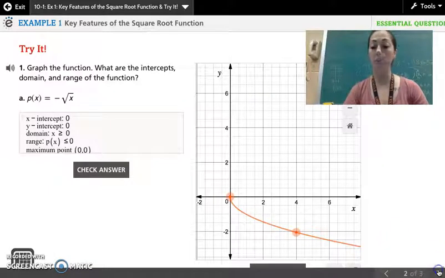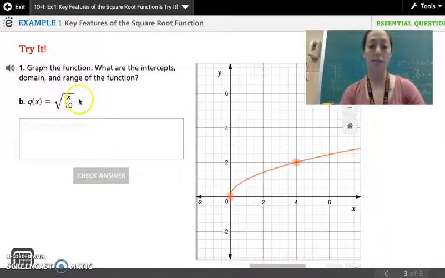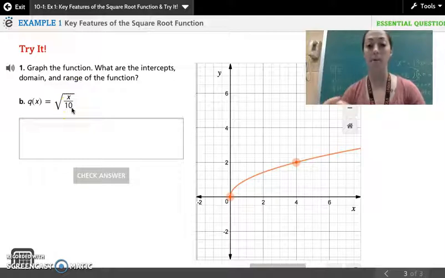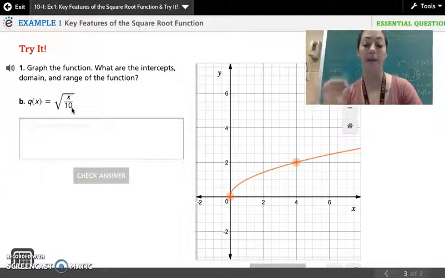All right, one more to do. So I've got q of x this time is the square root of now x divided by 10. So I want to think about what numbers make a table of values. Pause the video, hit play when you're done.